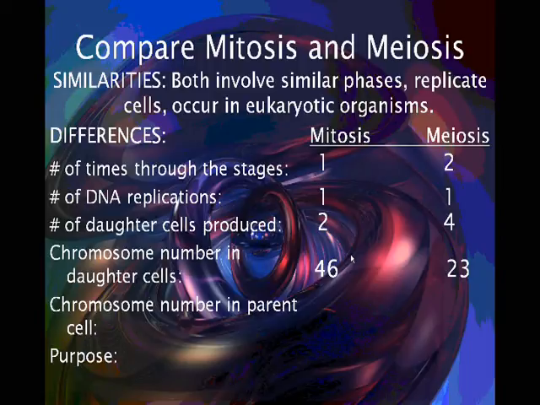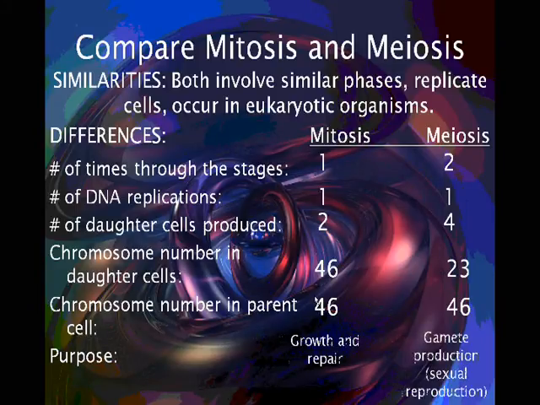The number of chromosomes that are in the parent cell remain the same. So we're making an exact duplicate in mitosis and creating a cell that has half the amount of genetic information in meiosis. The purpose is also different. Mitosis is used for just growth and repair, to make exact duplicates of your already existing somatic cells, and in meiosis, the sole purpose is gamete production, to make gametes for sexual reproduction. That's the only time that we will use meiosis.